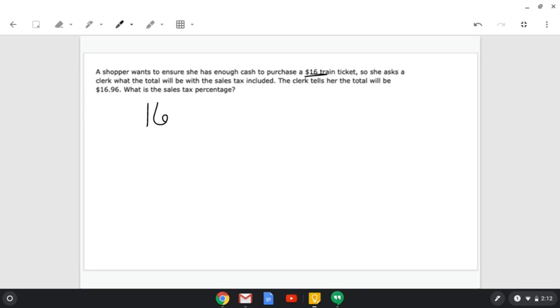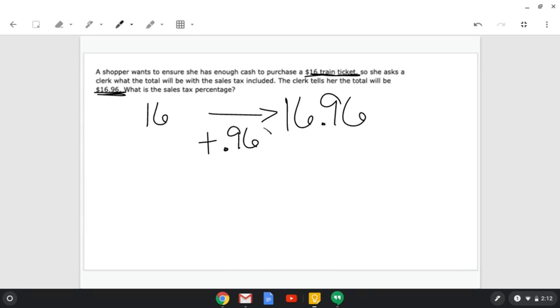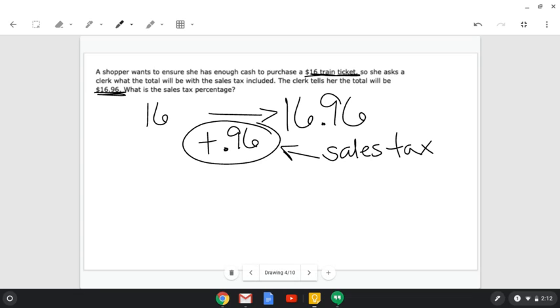So it starts off with $16. That's the original price. And then the person on the train tells her that she's actually going to pay $16.96. So you need to figure out how much of an increase that was. That's pretty easy math. 96 cents was added on. This is how much sales tax was added. But we need to figure out what the percentage of that is. So here's what we're asking ourselves, just like the other one: 96 cents is what percentage of, again, the original cost.